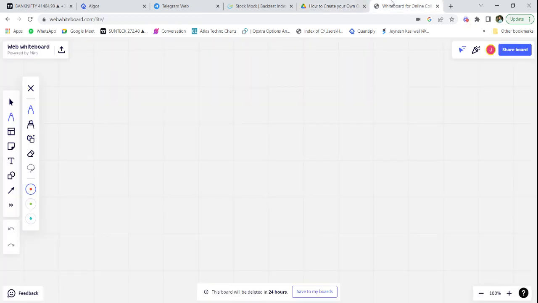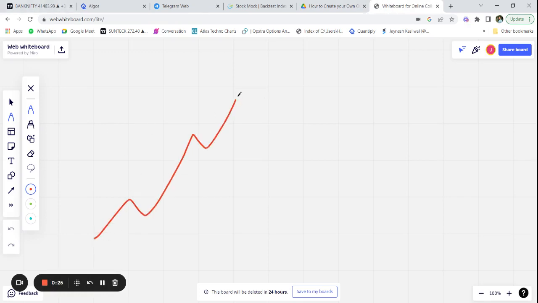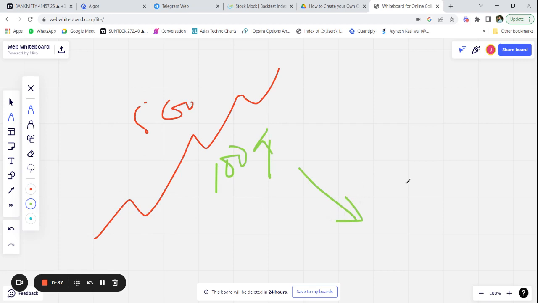Let us take an example where, let's say, Bank Nifty wants to move 500 points up in a single day. If Bank Nifty wants to move 500 points, it will first move like 100 points up, then pull back a little bit, then move a further 100 points up, and then probably pull back a little bit here, right?